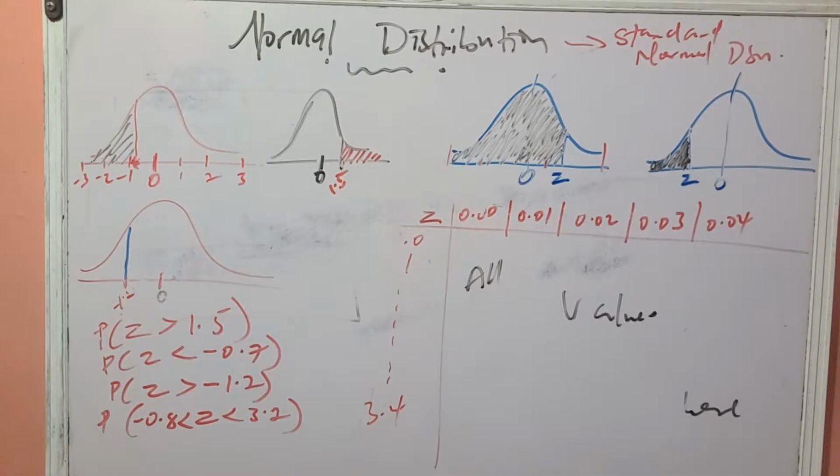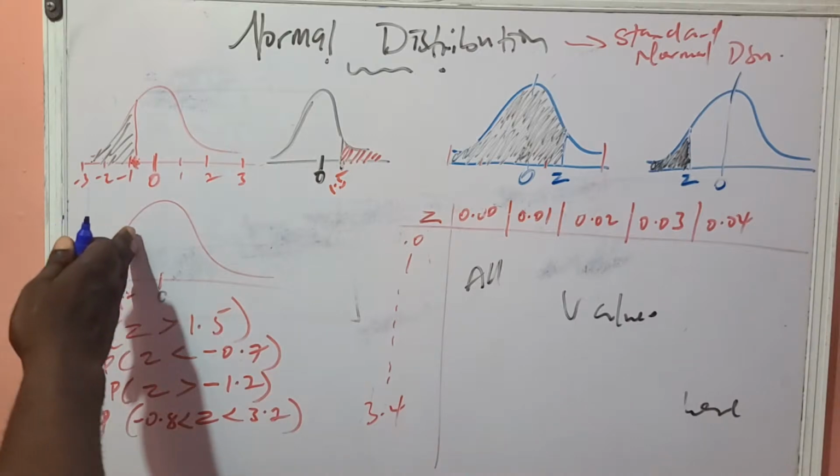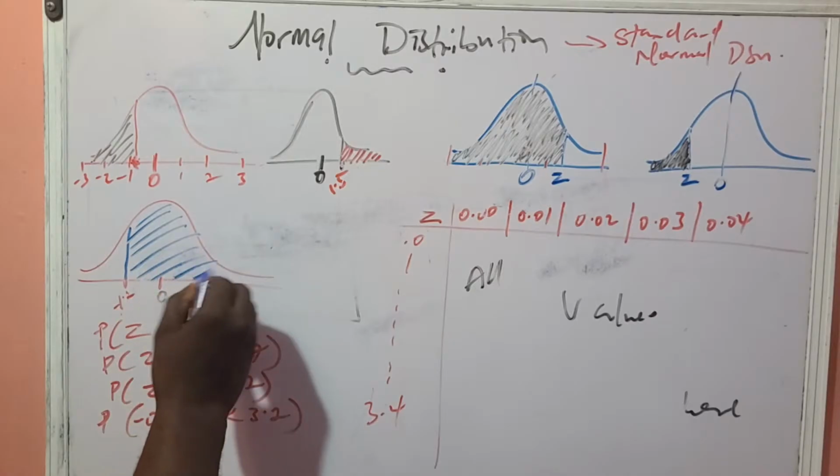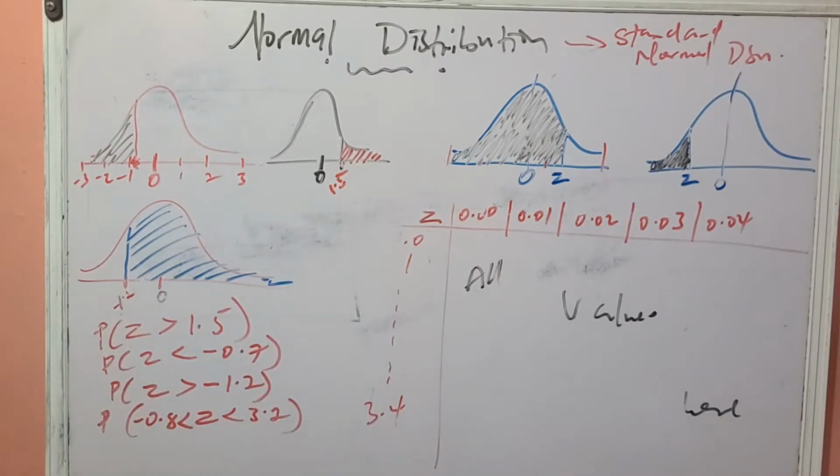That's minus 1.2. Now, I go back to my sign. This is minus 1.2, right? What is the sign here? This is greater than. This said greater than. So obviously, I'm shading the greater than. This is the area that is greater than minus 1.2. You can see how beautiful this is.